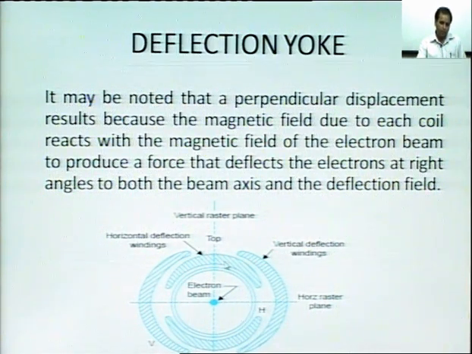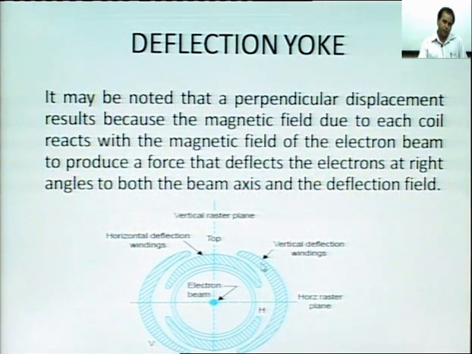So, depending upon the intensity of current in the horizontal deflection coil, the electron beam will get deflected in the horizontal direction. Similarly, we have a vertical deflection winding. This is a pair of vertical deflection windings, one is this and the second is this. So, similarly, as we have current in the horizontal deflection winding, we will be having current in the vertical deflection winding also.